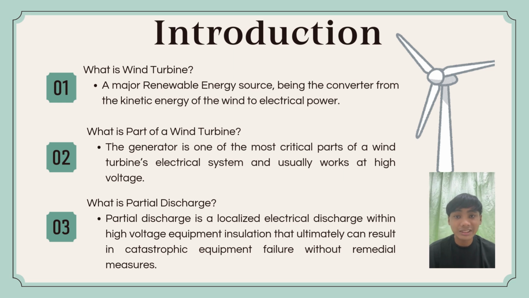What is partial discharge? Partial discharge is a localized electrical discharge within high voltage equipment insulation that ultimately can result in catastrophic equipment failure without remedial measures.